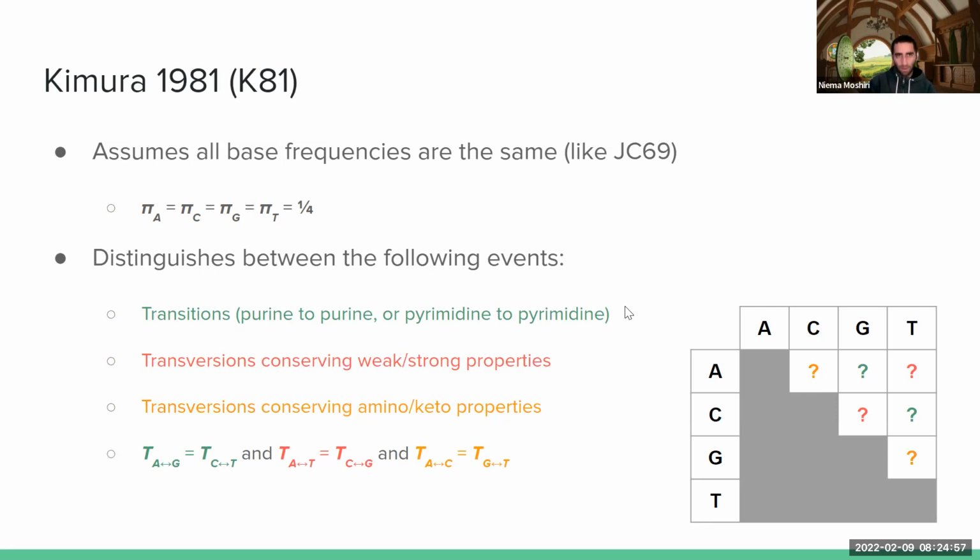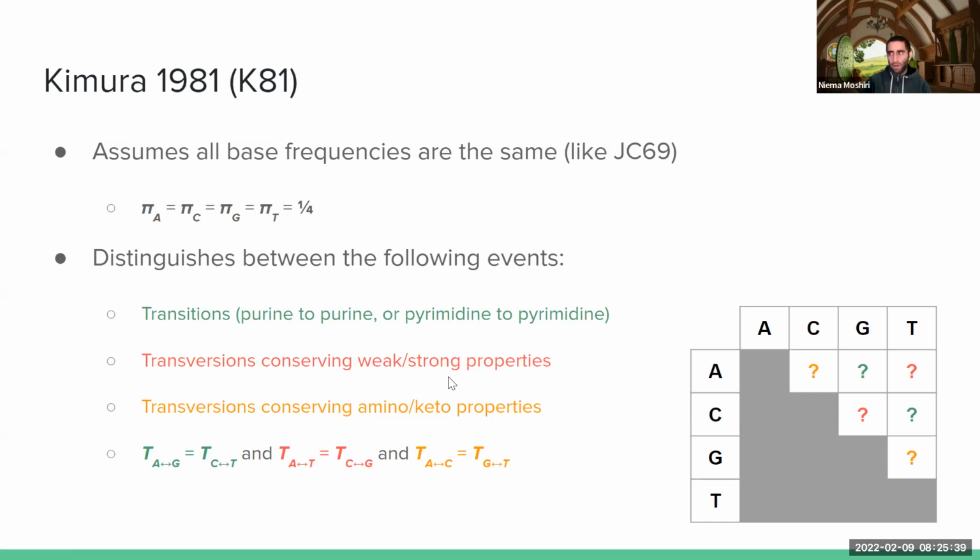Then in 1981, Kimura made another model, still making this equal frequencies assumption. But now he's saying, let me split even further. Let me keep those same A to G and C to T transitions, but split up the transversions into other categories that take into account some of the more biochemical properties between those different types of transversions. So it's just become even more specific, a little bit more complicated.